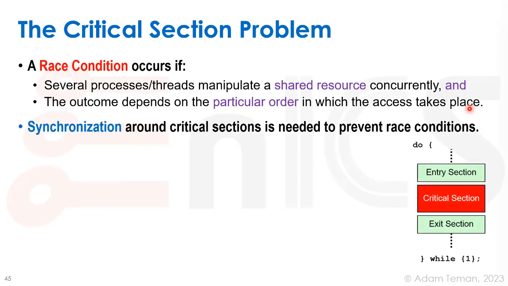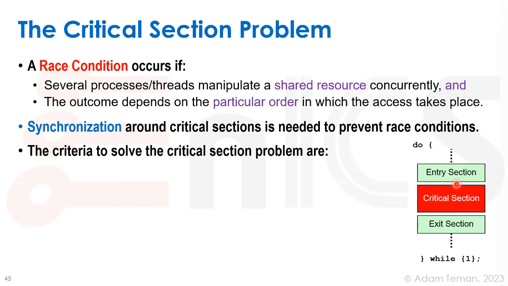So what we need to do is have synchronization around the critical section. We need to make sure that no race conditions can occur. And how do we do this? Let's say we have an infinite loop, and we have our critical section. What we have to do is surround this with an entry section and an exit section that synchronize between the two and prevent any type of race condition happening within the critical section.